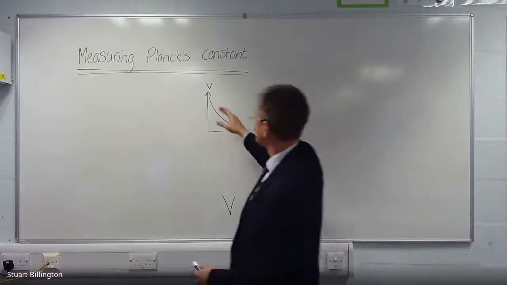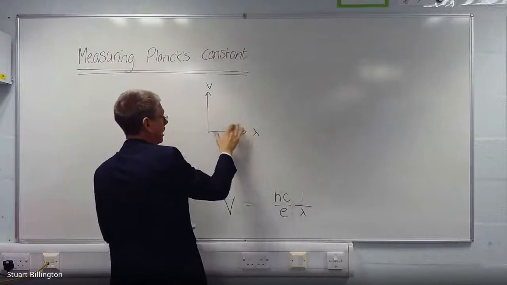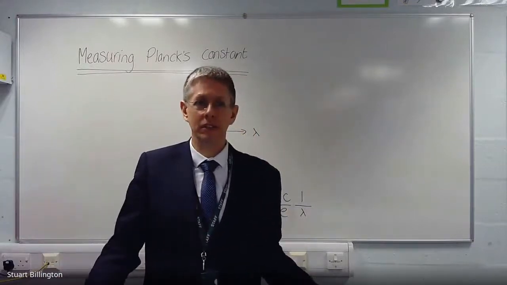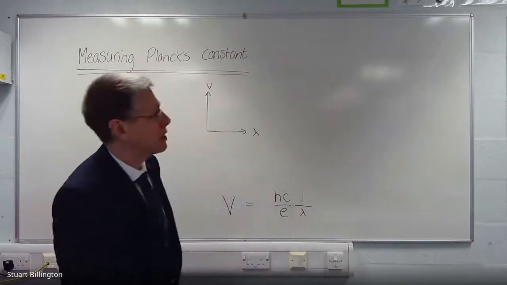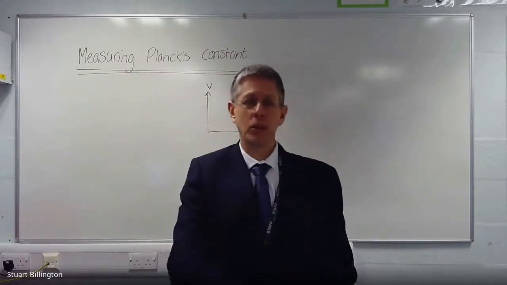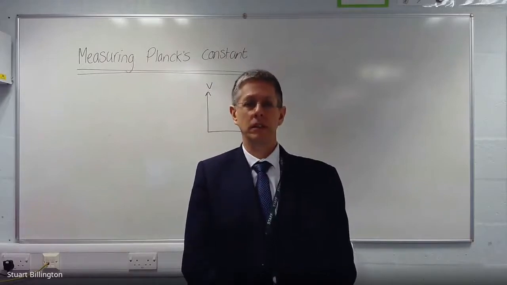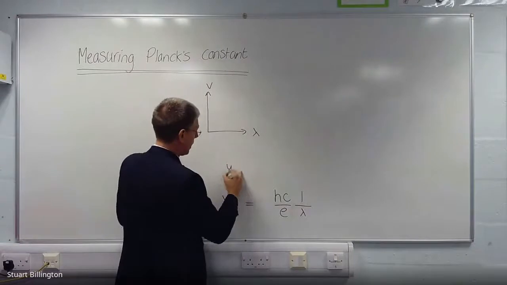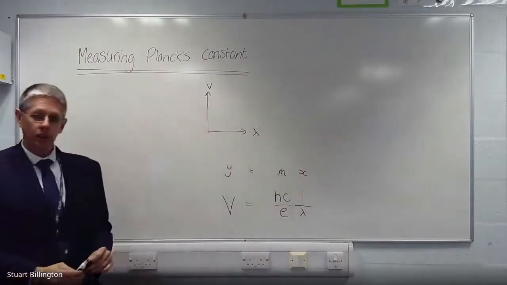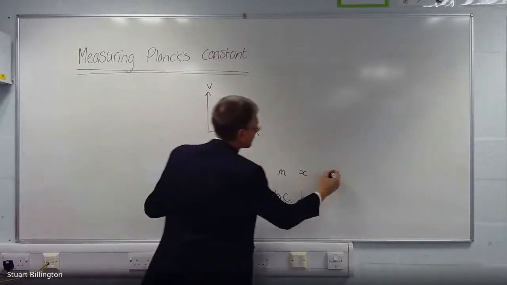You could sort of make it a straight line. Yeah, we want to make it a straight line. We love straight lines because there's no ambiguity about a straight line. A straight line is straight. What is the mathematical equation for a straight line, just in terms of y's and x's? Y equals mx. Yeah, y equals mx, plus c, of course.